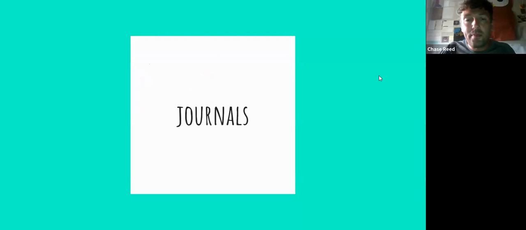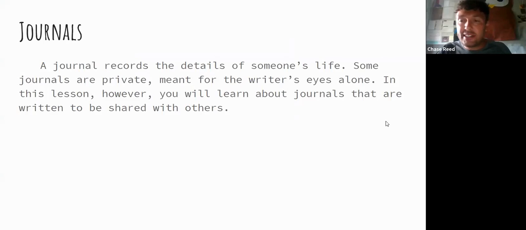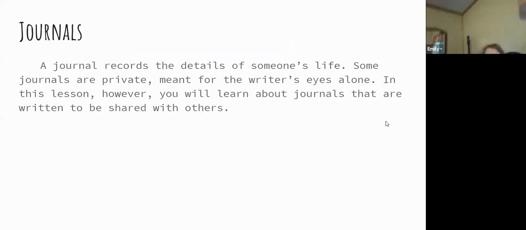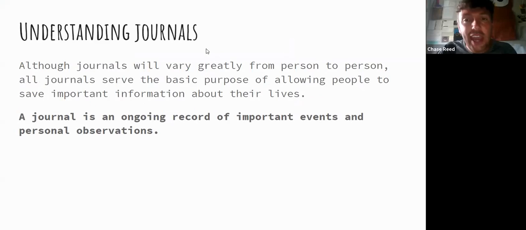So if you would unmute your microphone, you're going to read to us specifically about journals. A journal records the details of someone's life. Someone's journals are private, meant for the writer's eyes alone. In this lesson, however, you will learn about the journals that are written to be shared with others. Perfect. Okay, next slide is understanding journals, and I need a new reader, so I'm going with Sailor.